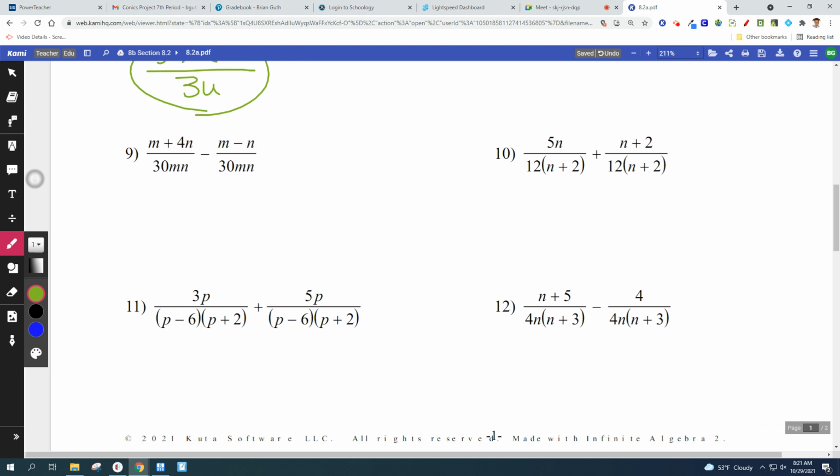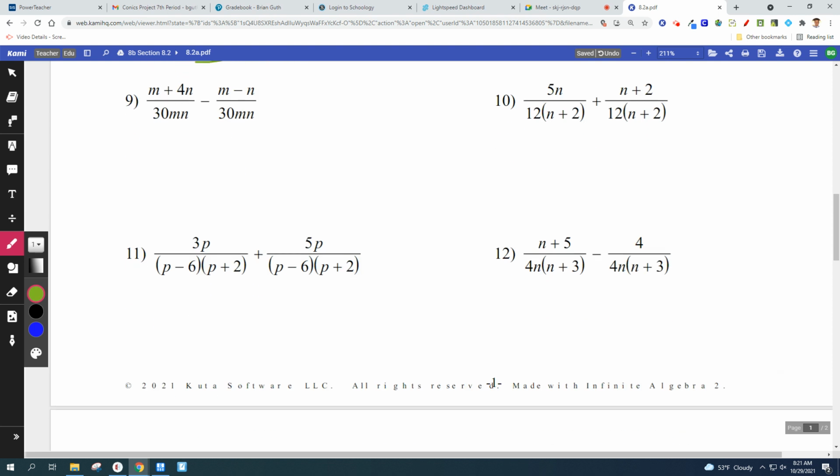That's all you can do. Number 9. We're subtracting fractions, but we have a common denominator. So, great. We've got 30mn. You can go ahead and write that. We know that's the denominator. Numerator, just combine your like terms. I've got m minus m. That's 0, so that's going to fall out, right?